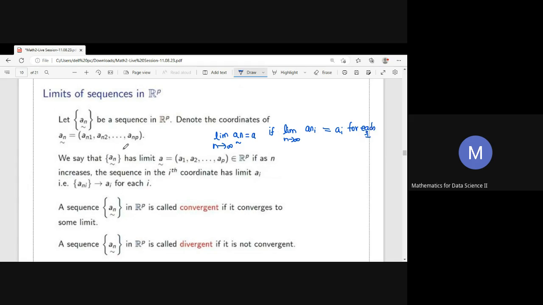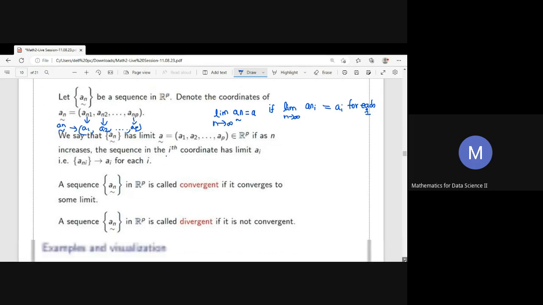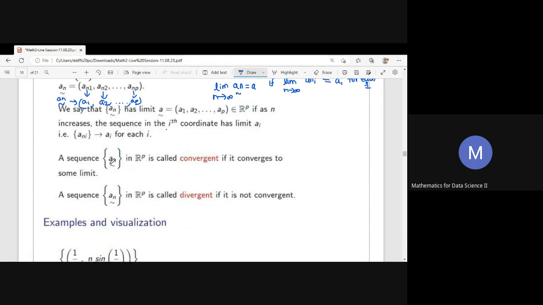For each i. So you see, this should go to a1, this should go to a2, this should go to ap. Then you can say that a_n tilde goes to this a tilde. This is the definition of the limit of a sequence in R^p. So a sequence a_n in R^p is called convergent if it converges to some limit. So whenever you can find a limit like this, then it is convergent.